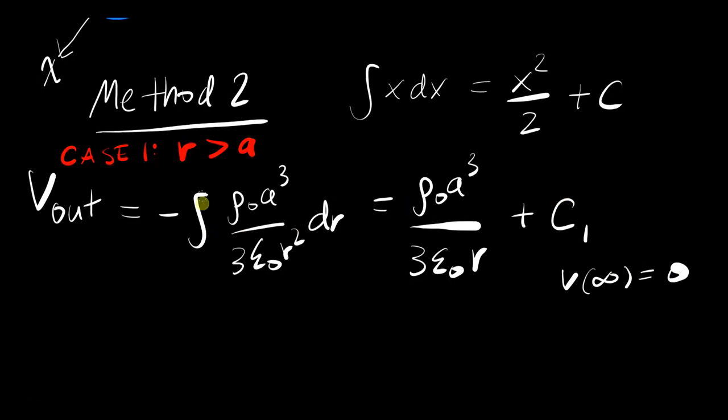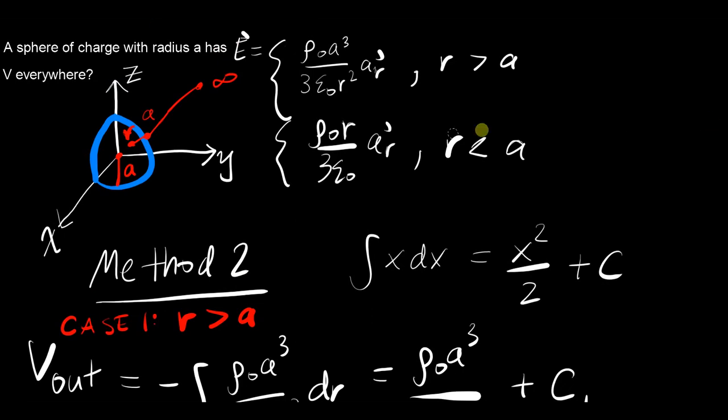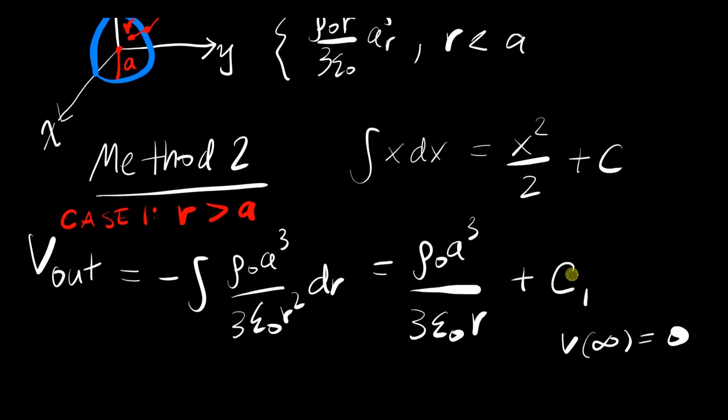So since we're talking about the potential outside the sphere, any r outside here, again, because we're going from the outside to inside, any r here is going to be with reference to infinity. So that means the C1 is referenced to infinity, which means that the C1 we can write as just 0, basically.